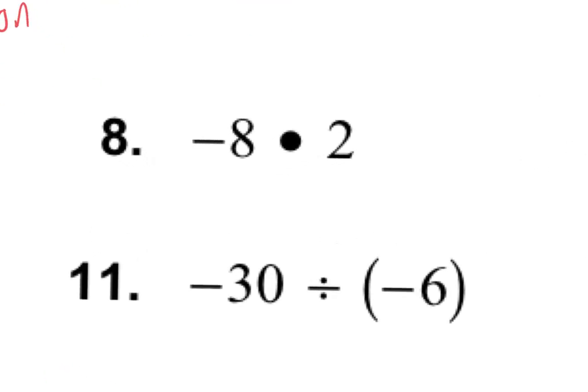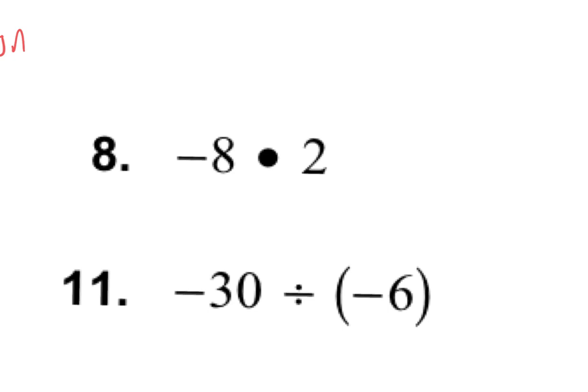Okay, so same in the next one. This also means multiplication. You'll see it written as a dot, or sometimes it'll be written as an X, but we're moving away from the X in high school algebra. So when we have negative 8 times 2, 8 times 2 is 16. And since it's a negative times a positive, we're going to have a negative there.